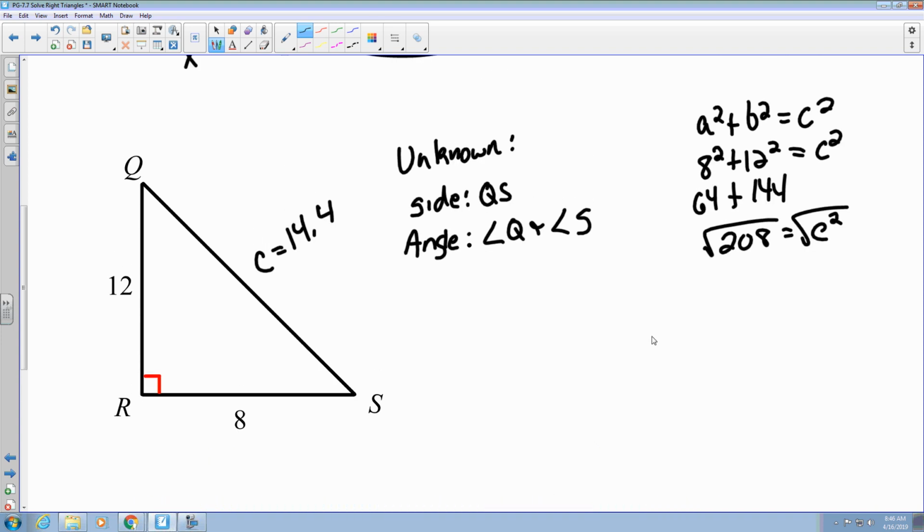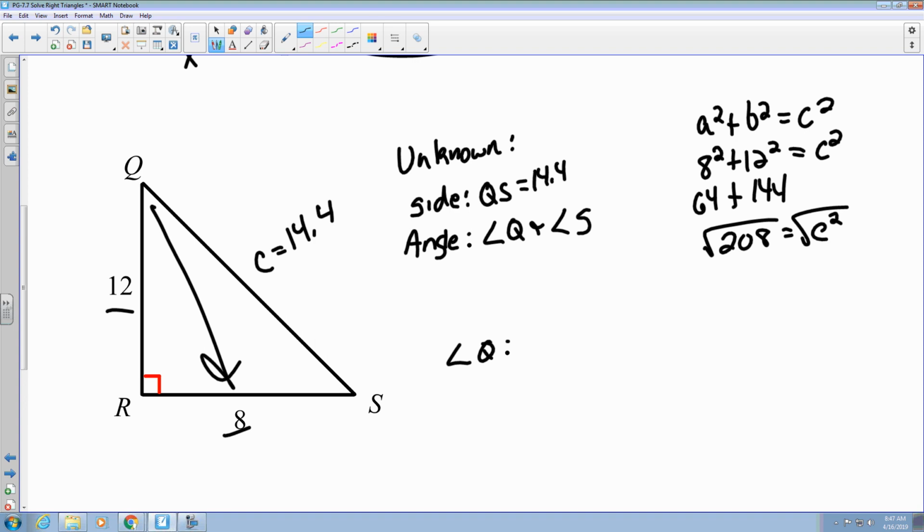All right. So now we have all the side measurements, so that's done. So QS is 14.4. Now we have to find angles Q and S. So I'm going to look at angle Q first. And again, just like in the triangle above, let's use the information as given to us. So we're going to use 8 and we're going to use 12. From Q, the opposite is 8 and the adjacent is 12.